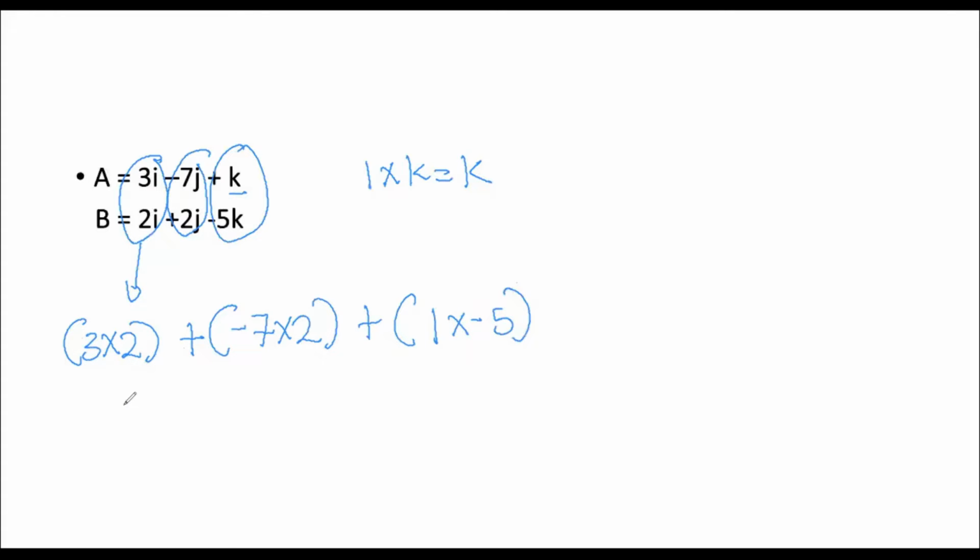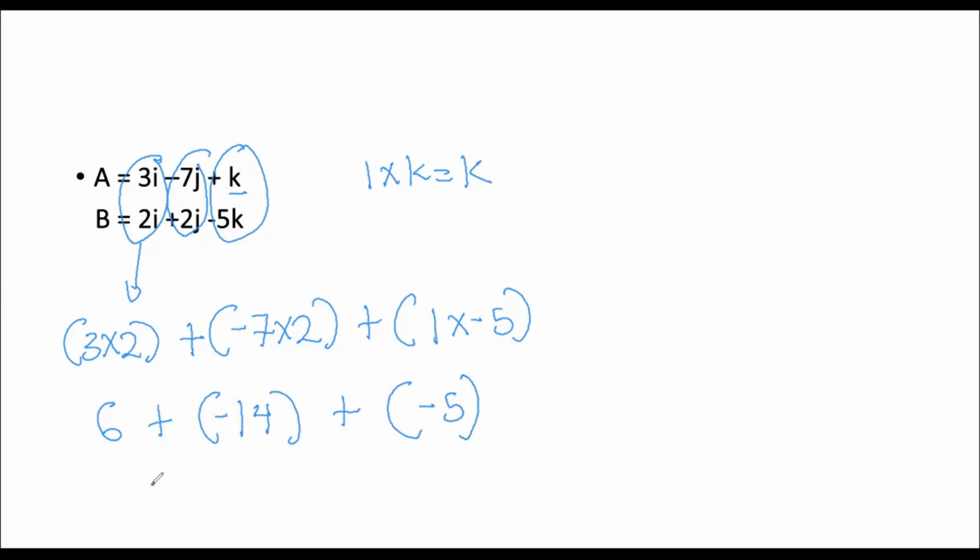So 3 times 2 will give us 6 plus minus 7 times 2 will give us minus 14. And then 1 times minus 5 will give us minus 5. Well, let me just put it in bracket first, sorry. Let me write it well, sorry. So again, 3 times 2 will give us 6 plus minus 7 times 2 will give us minus 14. Let me just put it in bracket plus 1 times minus 5 will give us minus 5.